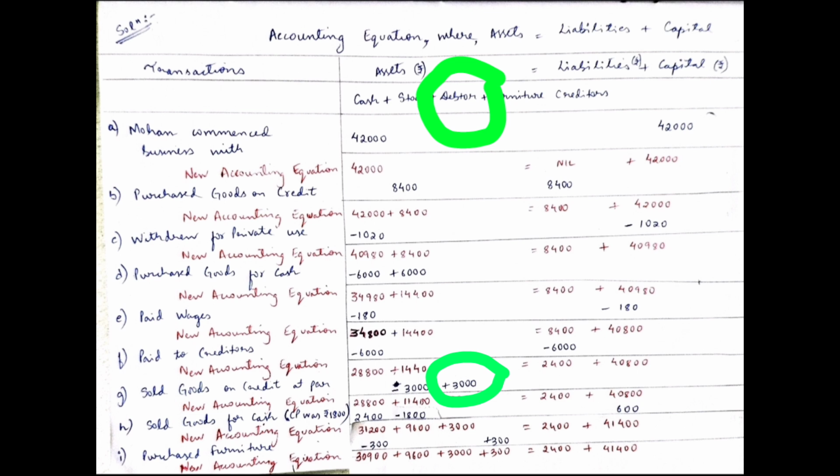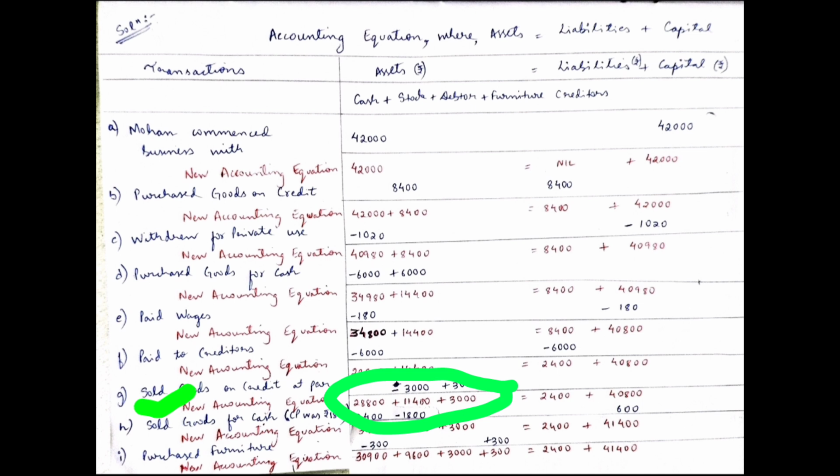All right. So if you draw a line, you see the new accounting equation will be cash 28,800 plus 11,400, which is our stock, and plus 3,000 are debtors we will be receiving in future, which is equal to our liabilities of 2,400 plus our capital of 40,800. If you do the total, you see assets is equal to liabilities plus capital.